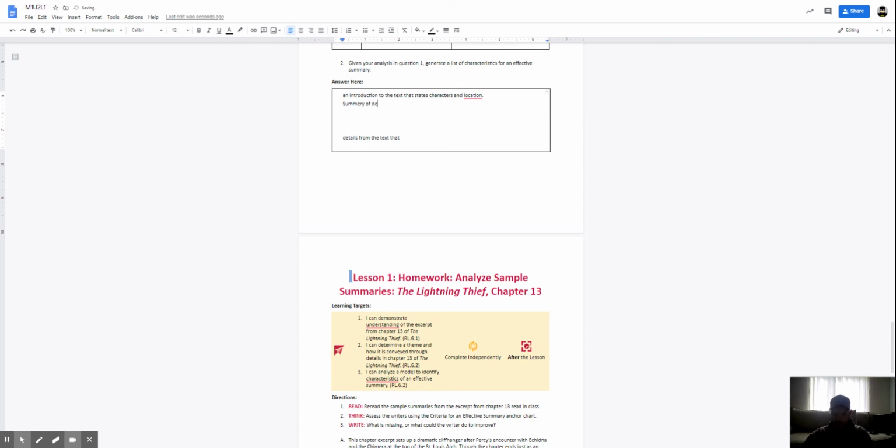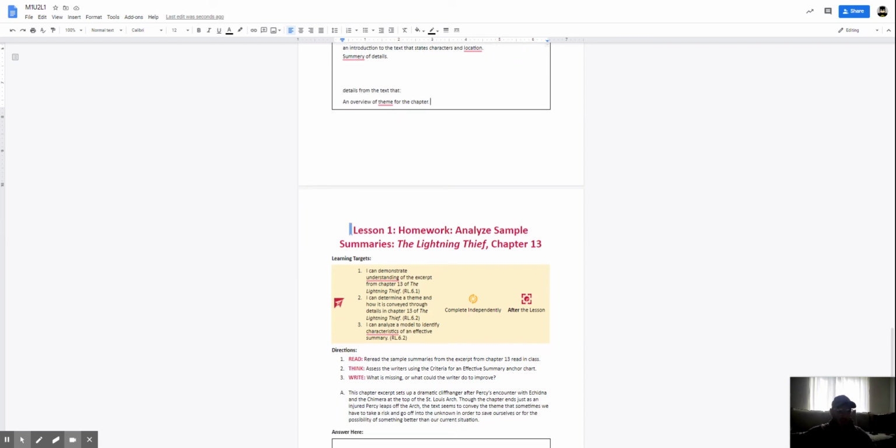Important details only. It doesn't tell us little unimportant things. And then it says details from the text that, and I want you to tell me what are those details for. What's the purpose of that? And then finally, it has one last thing. It should have been in sentence 4. It has an overview of theme for the chapter. Theme is going to be incredibly important moving forward. We've only been introduced to it a little bit, but this is getting you more and more into finding the theme in every chapter, and you'll eventually see that the entire book is kind of set up that way.